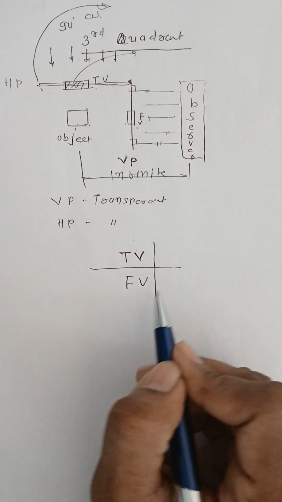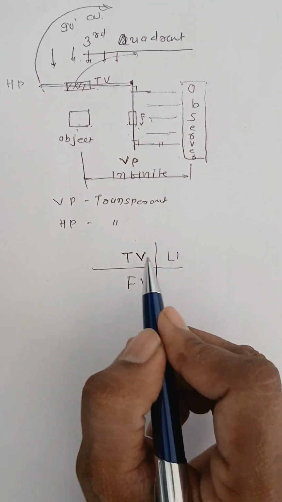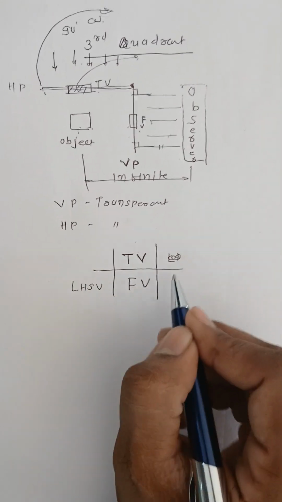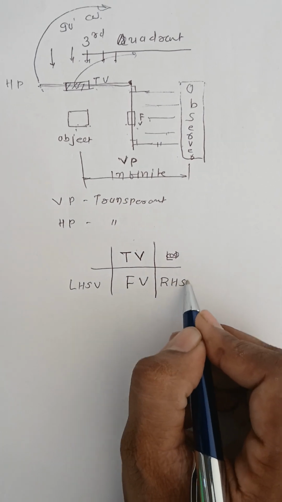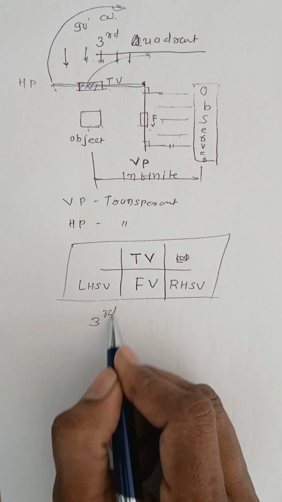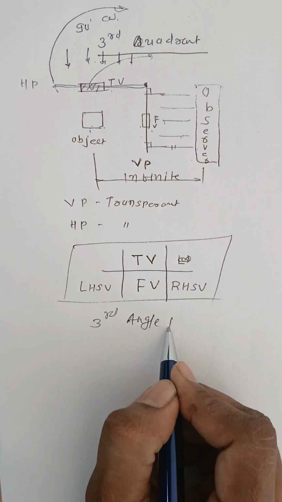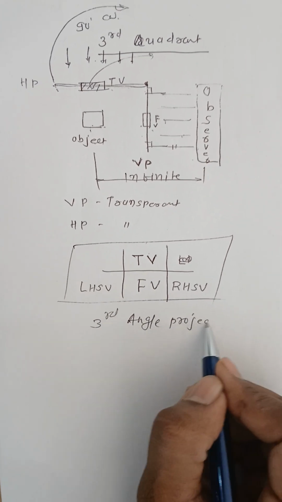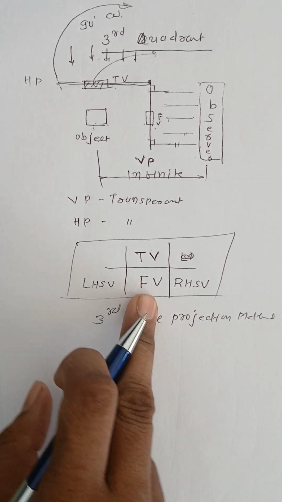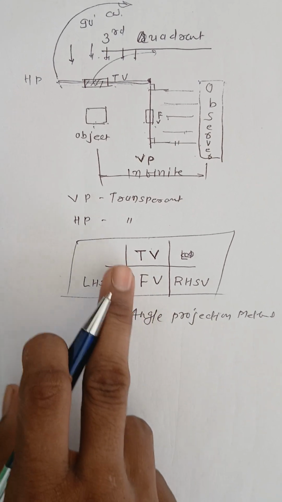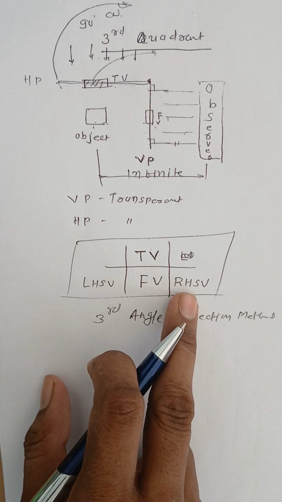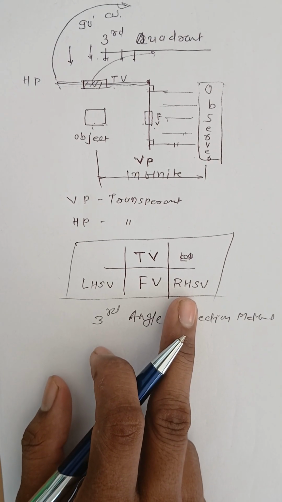Talking about the side views, left hand side view will be drawn on left side of the front view and right hand side view will be drawn on right side of the front view. This is as per third angle projection method. So whenever object is in third quadrant, you have to draw front view below the reference line, top view above the reference line, left hand side view on left side of the front view, right hand side view on right side of the front view. Okay?